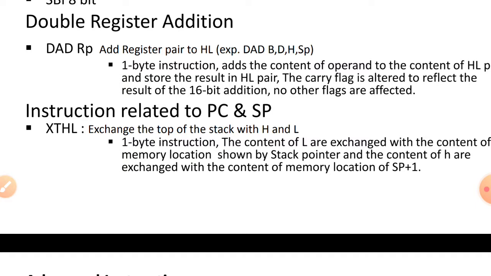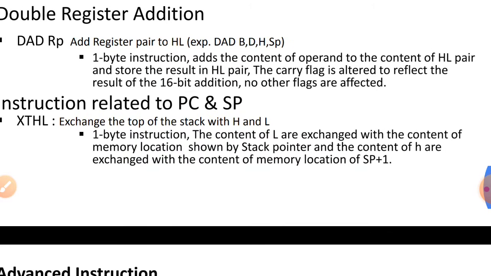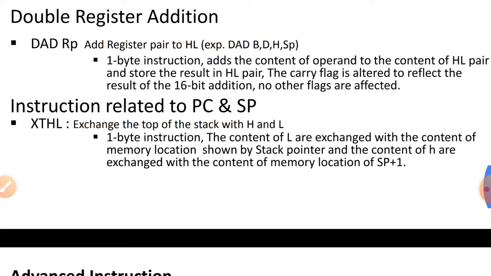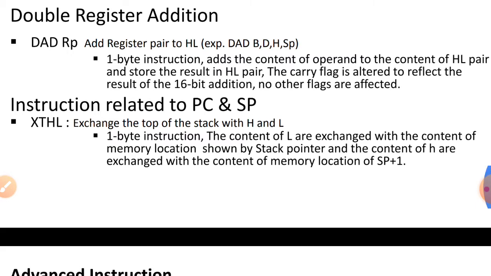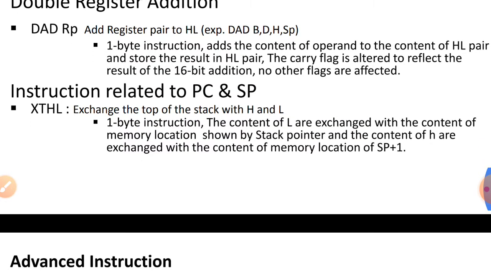With the HL pair. This is a single byte instruction and the content of the L register is exchanged with the content of the memory location shown by the stack pointer and the content of H is exchanged with the content of the memory location SP plus 1 in the next. So before using this instruction, the stack pointer must be initialized previously, then only it can work.